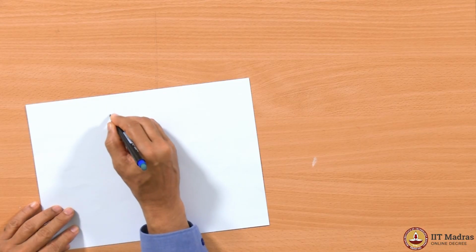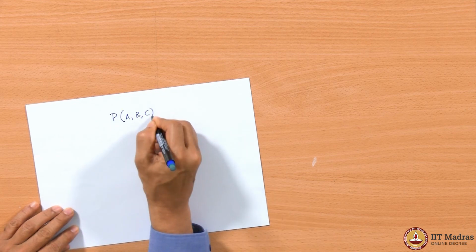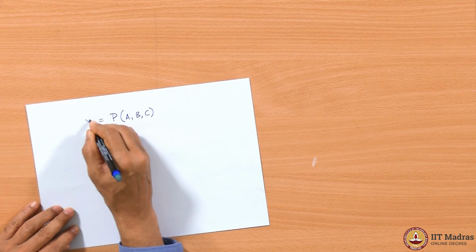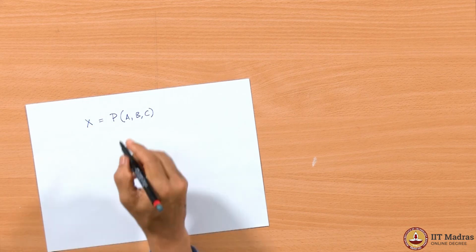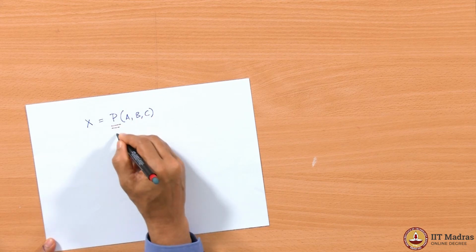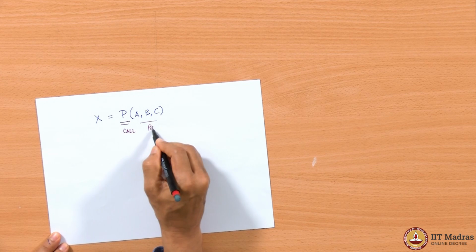Remote procedure. So normally, supposing we are calling some P with some A, B, C as parameters, and now we want to store the answer in some X. This is how we would normally write it. So this means that you first call this guy, and these are the parameters.